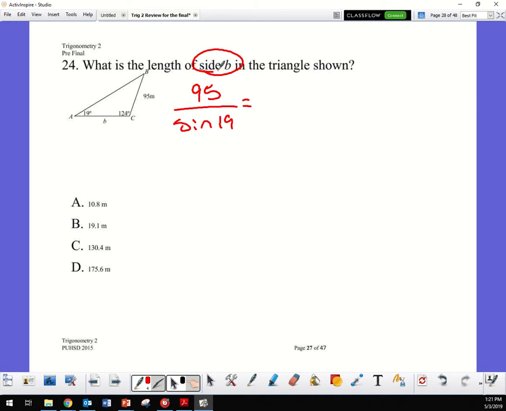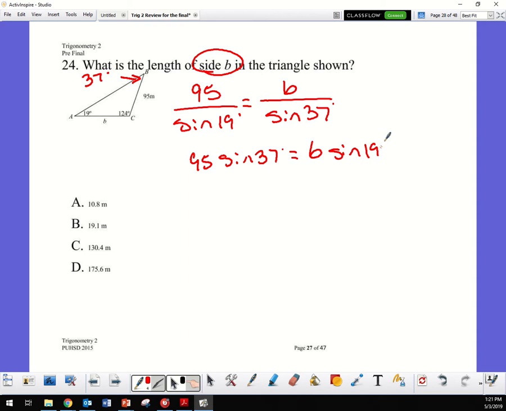37 degrees. Yeah. So that's supposed to be 37. So now I can actually solve for little b. So it's going to be little b over sine of 37 degrees. Let's do our cross products. 95 sine of 37 degrees is equal to b times sine of 19 degrees. So I'm going to get b is equal to 95 times sine of 37 divided by sine of 19.